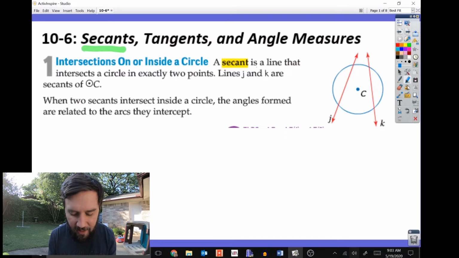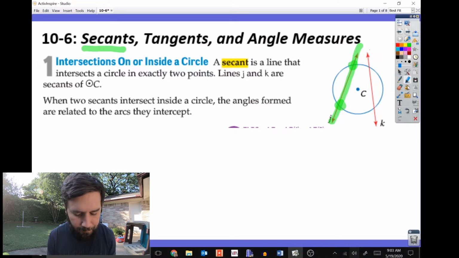A secant is a line that intersects a circle in exactly 2 points. So you see some examples right over here. Here's secant J. Notice it goes into the circle and then comes out of the circle, so therefore it's called a secant. It touches the circle in 2 places, and hence it's called a secant. A tangent touches the circle once, a secant touches the circle twice.